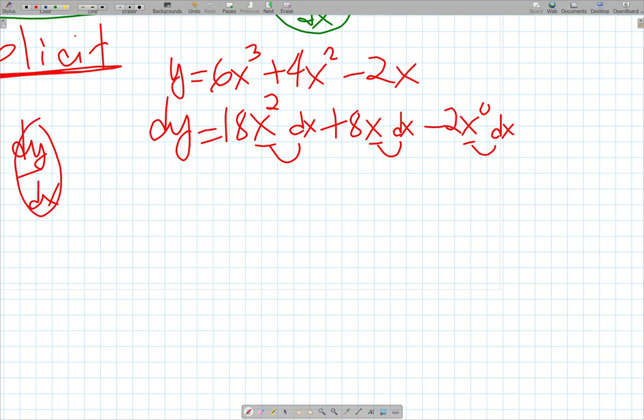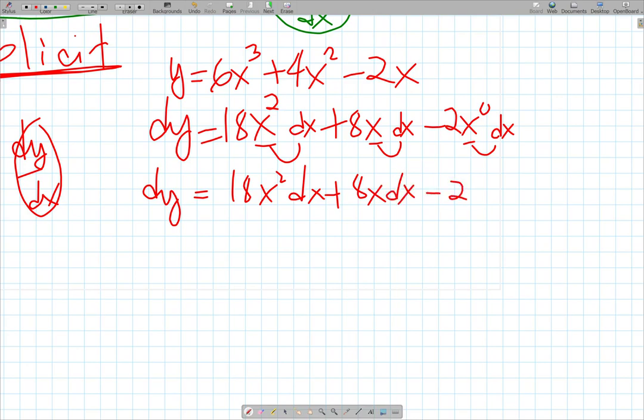Using implicit, what happens here? Let's copy dy first, equals 18x squared dx plus 8x dx minus 2 with an exponent of 0. Any number with an exponent of 0 is equal to 1, because that is actually divided by itself. So x divided by x is 1. 5 to the exponent of 0 is equal to 1, because 5 divided by 5 is equal to 1. So 2 times 1 is 2, then dx.